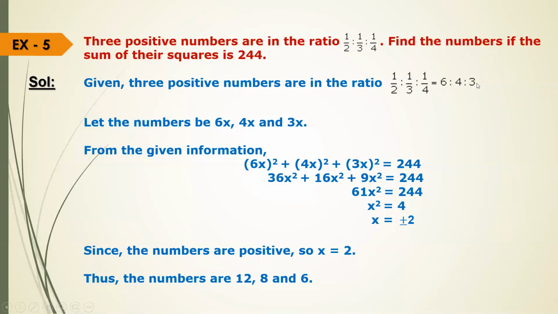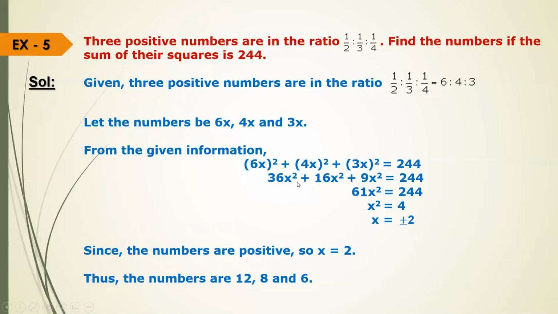Whenever the ratio is given, we assume the numbers with a variable. So here the 3 positive numbers we will take as 6x, 4x and 3x. And what is the condition given in the question? Sum of their squares is 244. It means (6x)^2 + (4x)^2 + (3x)^2 = 244.